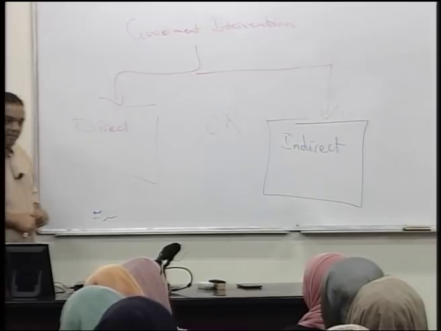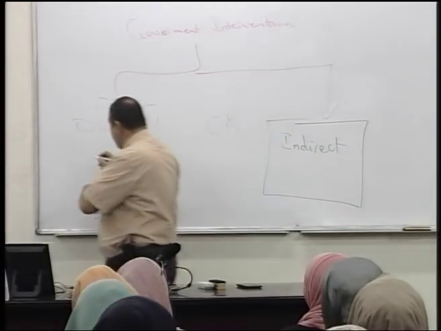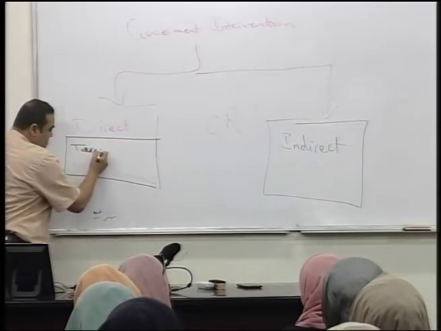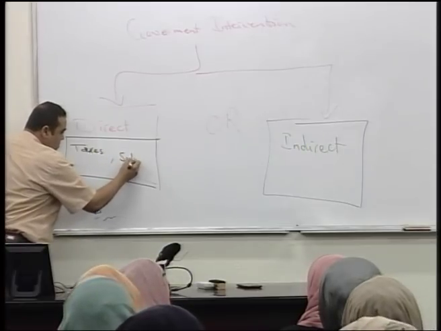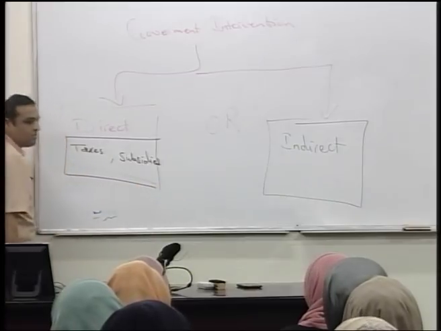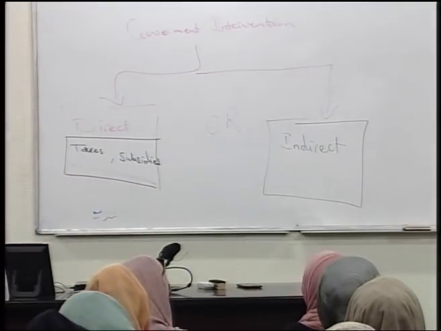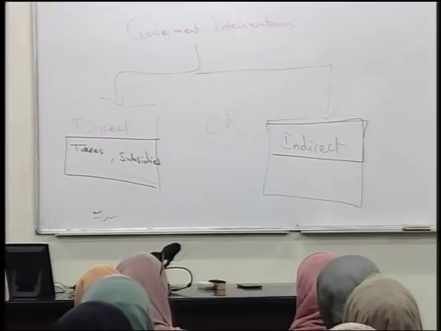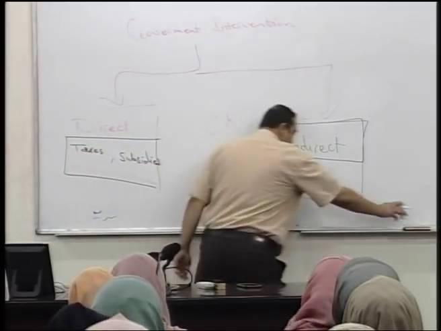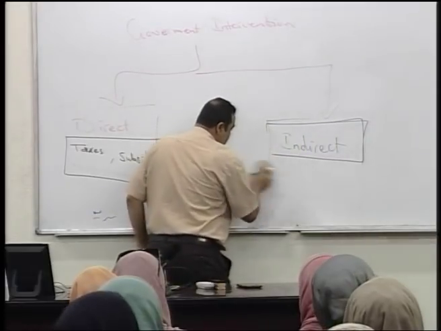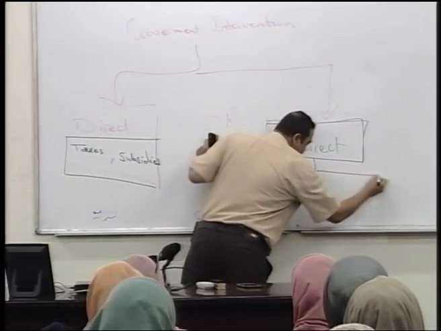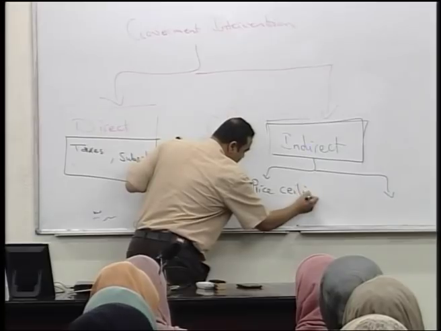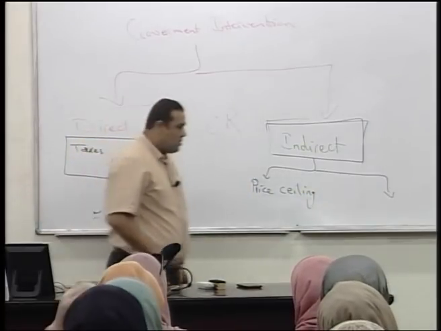The direct intervention of the government might be by taxes or subsidies. The indirect intervention of the government might be by the price ceiling and the price floor policies. Price ceiling, or the price floor.